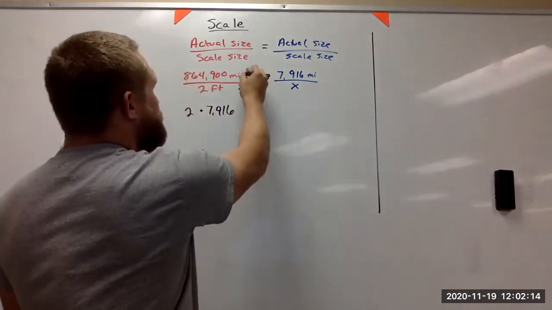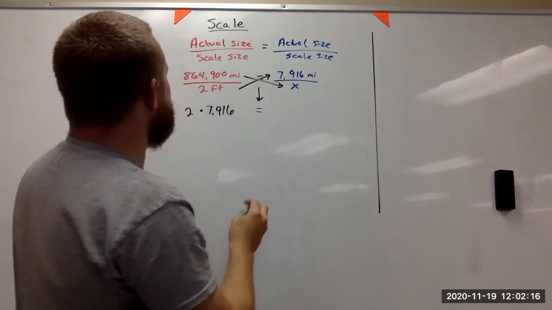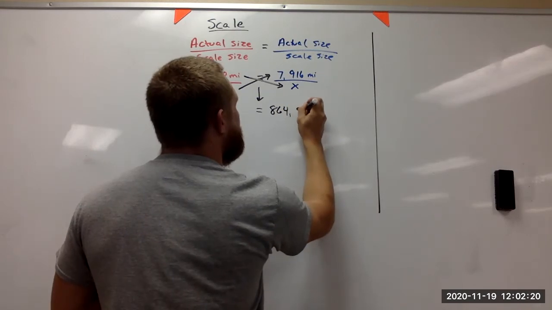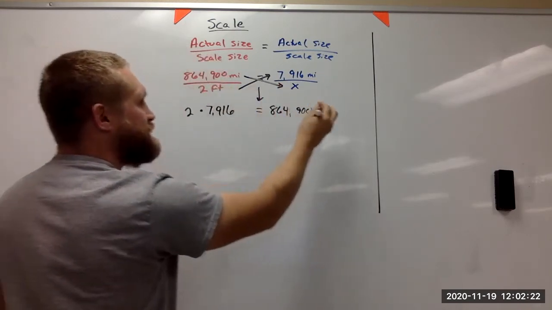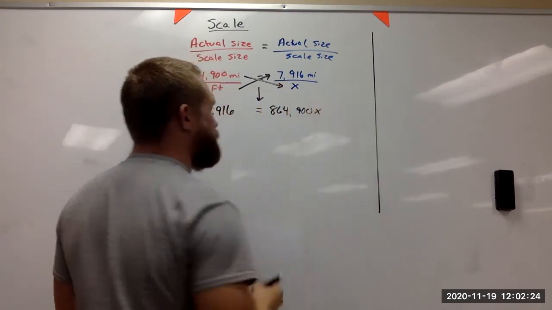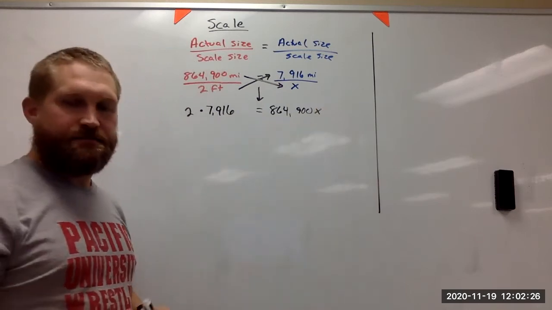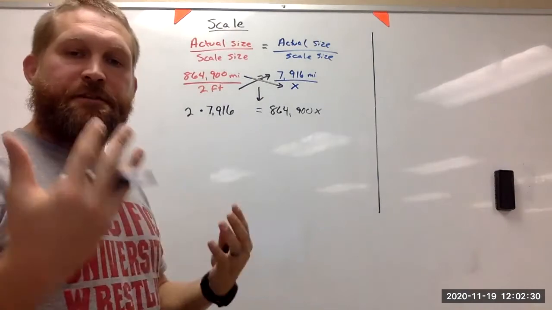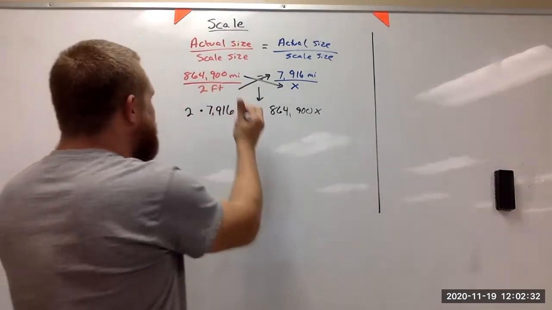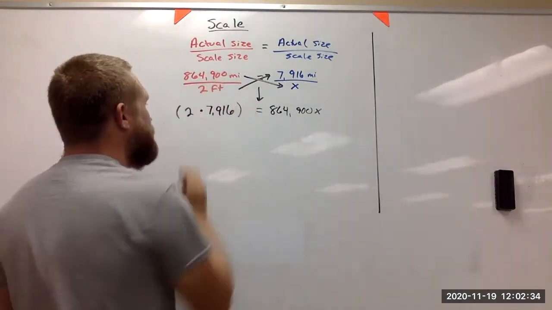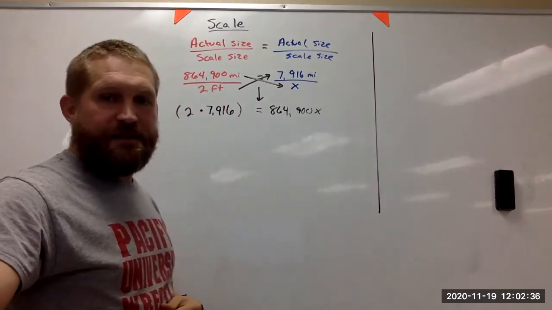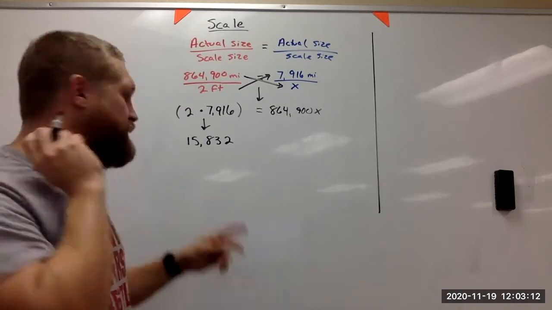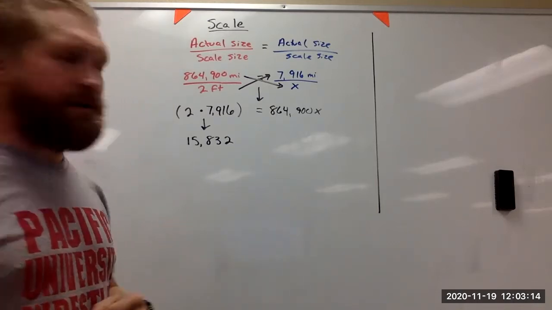And I'm going to cross multiply here. Okay, 864,900 times x equals 864,900x. Okay, now I'm just going to start solving this like I would any equation. So the first thing I need to do is take care of my multiplication. Okay, so I'm going to do 2 times 7,916. When I do that math, it ends up being 15,832.